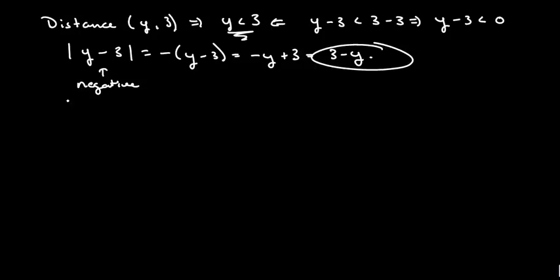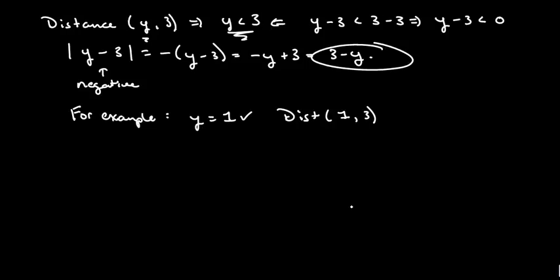So let's say, for example, that y was equal to some number that's less than 3. Let's say, I don't know, 1. 1 is clearly less than 3, so this satisfies our constraint here. Now let's find the distance between 1 and 3, because we just let y equal 1. Well, the distance between 1 and 3 is given by the absolute value of 1 minus 3. That's this part right here. And so that's the absolute value of negative 2, which is equal to positive 2.